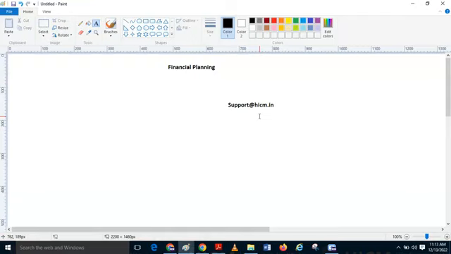Bookmark that link. Whenever I am taking any class for you, within 48 hours they will upload the videos, and they will also share the notes. Every note they will share with you. If they are not sharing, try to chase them. They will share every note, and every help they will give you. Okay, support@hicm.in.